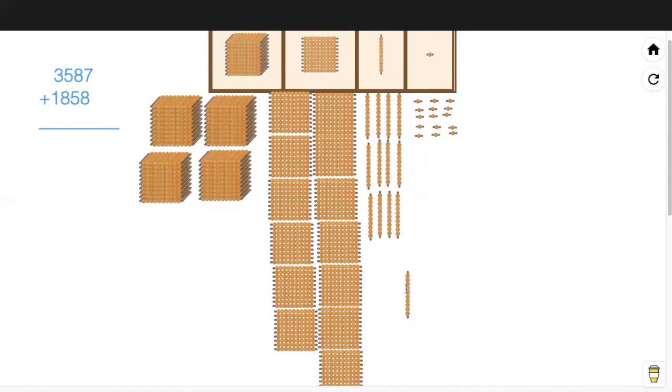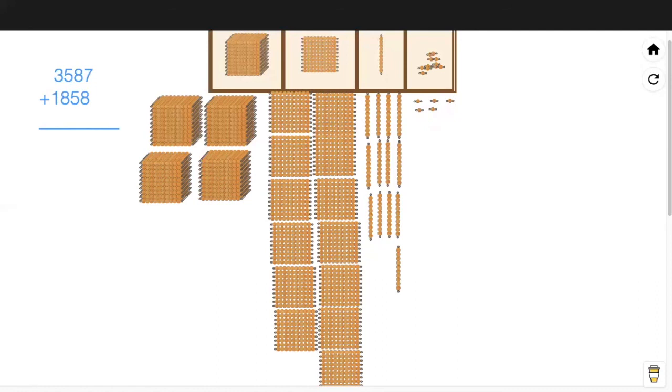It's a lot of beads, isn't it? Let's see. Big Grace, can you help me count the ones, please? 1, 2, 3, 4, 5, 6, 7, 8, 9, 10. I have to stop, right? If I get to 10, I have to stop and I have to take 10 beads away. So let's take 10 beads away. 1, 2, 3, 4, 5, 6, 7, 8, 9, 10.